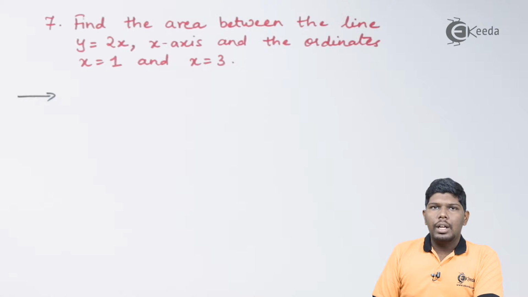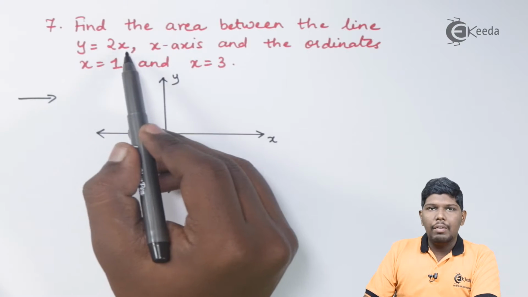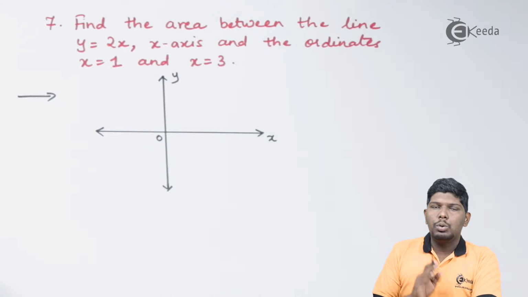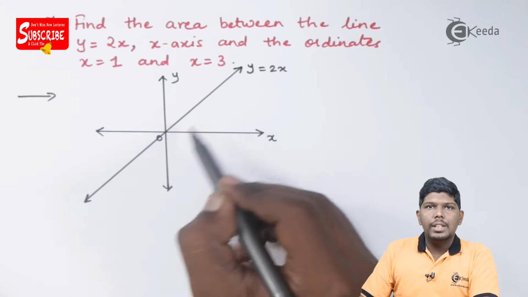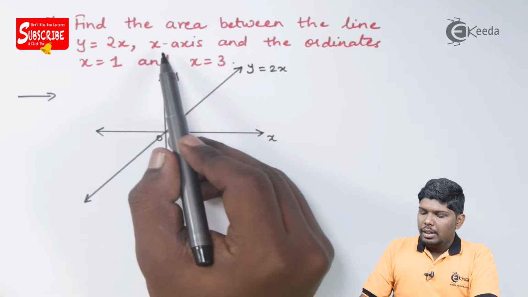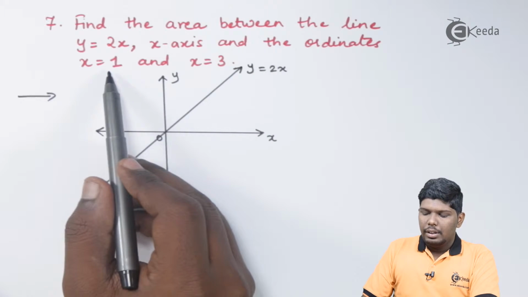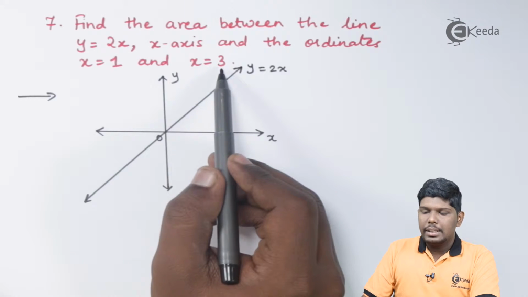Let us try to draw the graph. First, we need to draw this line y is equal to 2x. Y is equal to 2x is a line which will pass through the origin and it will pass through the first and the third quadrant. So this is our line y is equal to 2x. The next is the x-axis, followed by the line x is equal to 1 and x is equal to 3.